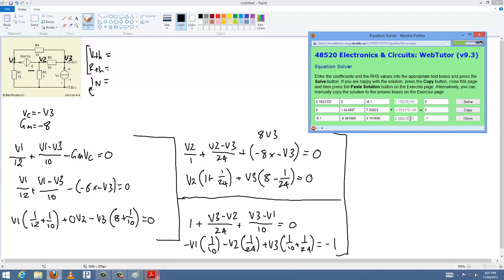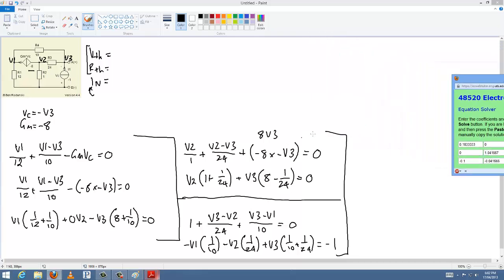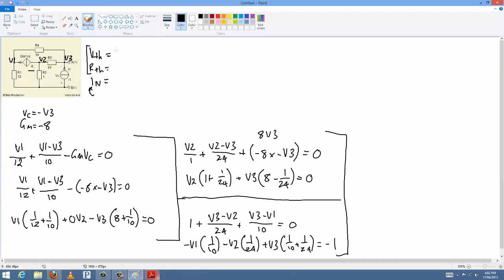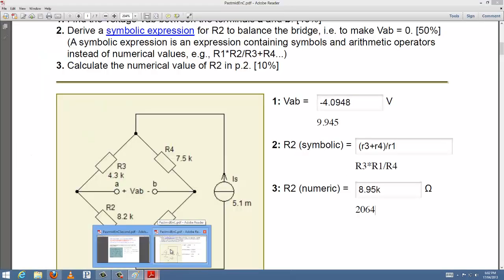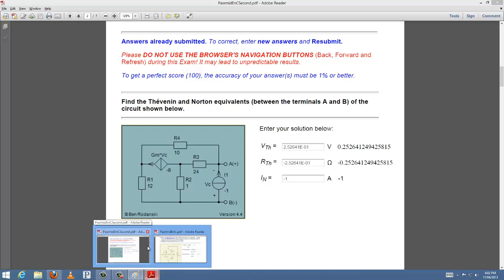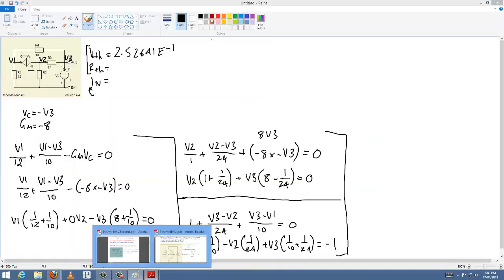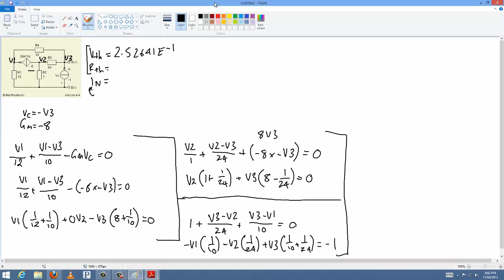As we can see here, our value for Vthevenin is going to be V3 because it's at the A terminal. So I'll just move this over here so it doesn't get rid of it. Vthevenin is going to be 2.52641 E -1. And that is correct.